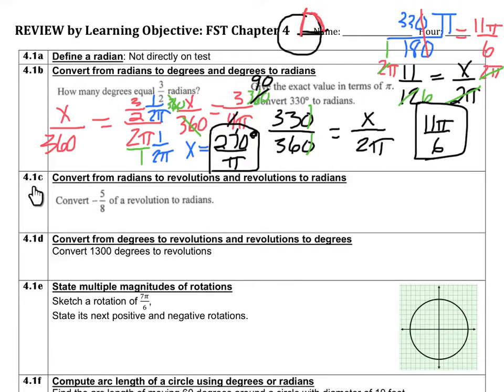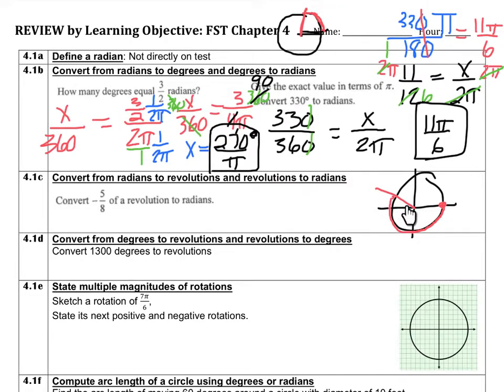Now let's go to 4.1c, convert radians to revolutions or revolutions to radians. Here we have negative 5/8 of a revolution, and they want to know how many radians that is. If we were to sketch that out, by the way, here's what it would look like. Your negative here means you have to go backwards, and 5/8 is about 0.625, so you're going to go negative 62.5% of a circle, so 50% and a little bit more.